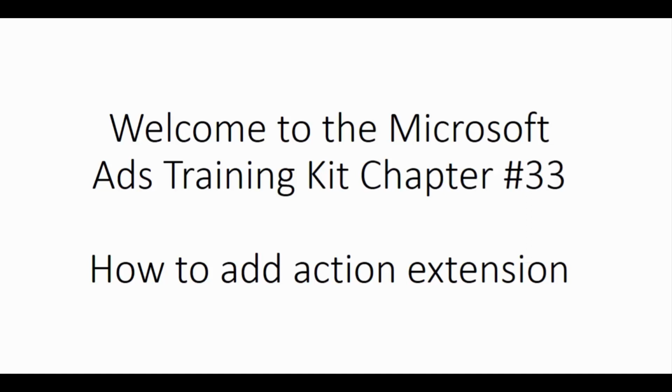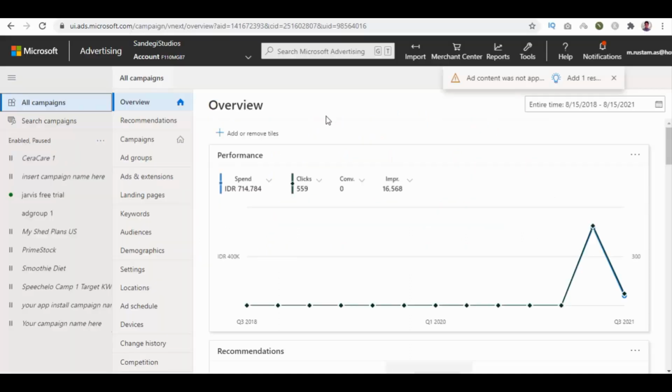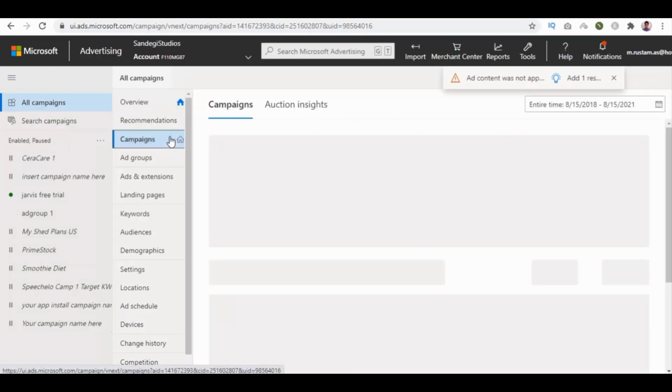How to add action extension. In this video tutorial, we are going to take a look at how to add action extension, step by step. So let's get started. From our Microsoft Ads dashboard, select all campaigns and then select campaigns.